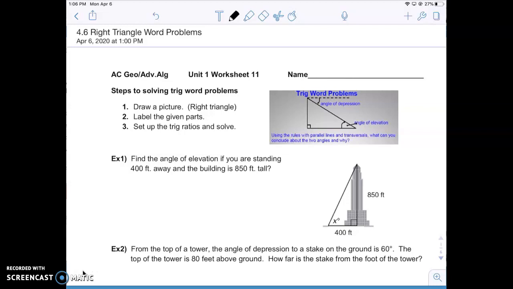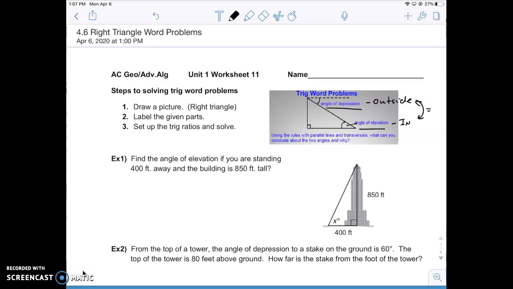First thing I want to show you, this is where we left off. We have the angle of depression, the angle of elevation. Elevation is in the triangle, depression is outside. However, these are equal to each other.